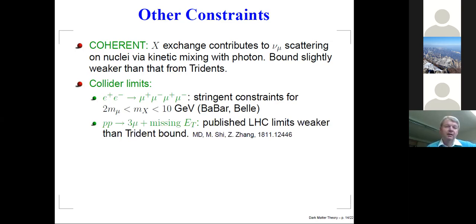On the other hand, for even larger masses, you might also worry about LHC experiments, but they actually turn out, at least for the published limits, to be not terribly stringent as yet. Yeah, and anyway, they would also be relevant only for very large masses.